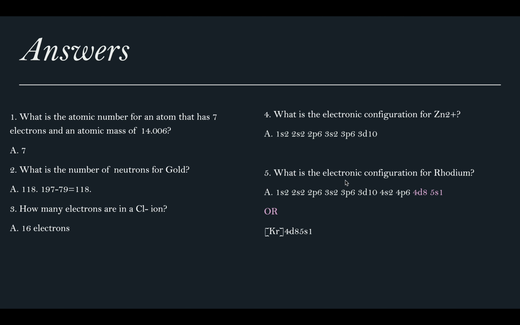And what is the electronic configuration for rhodium? Well, this is its configuration. Just remember to fill the 5s1 before the 4d8, but in this case it's an exception because it's more stable to complete its 4d subshell.